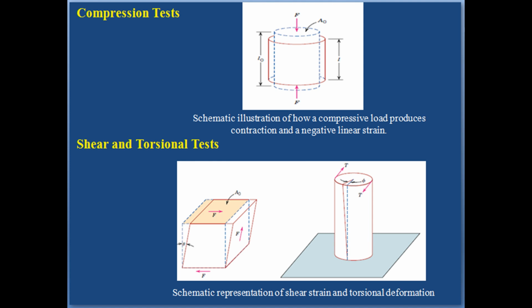A shear stress tau is a function of applied torque T, whereas shear strain is related to the angle of twist as shown in figure. This is all about the torsional test.